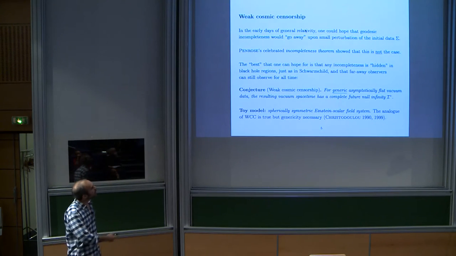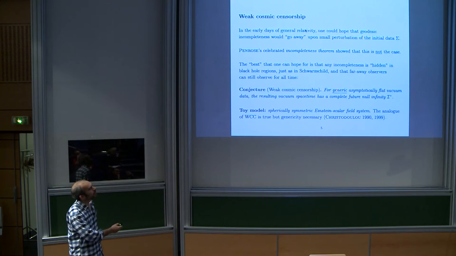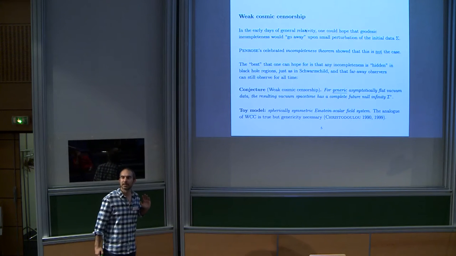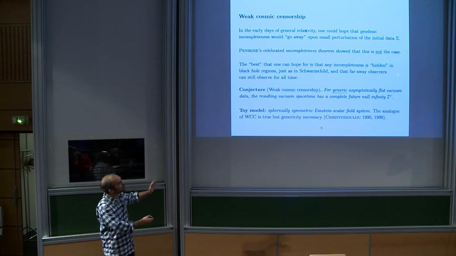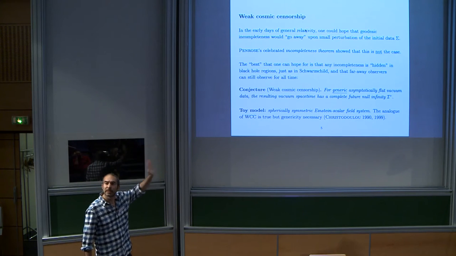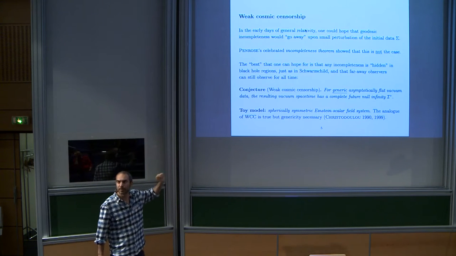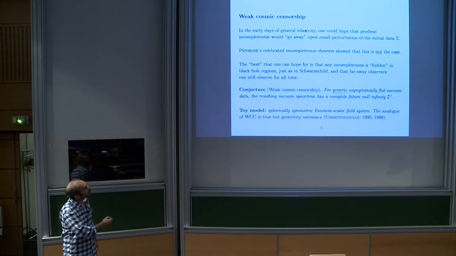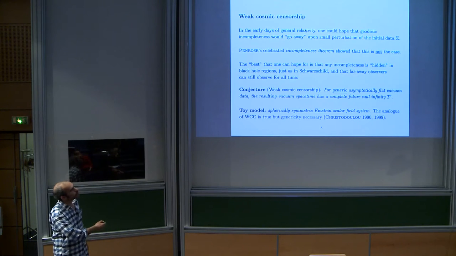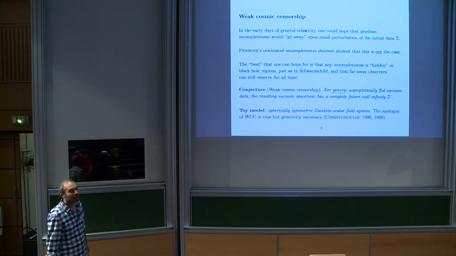Okay. So this gives rise to a conjecture known as weak cosmic censorship, which says that for generic, and I'll get back to this word generic, asymptotically flat vacuum initial data, you always have a complete null infinity. So you should really think of this as the statement that, you know, very far away observers in the radiation zone, they live forever. Okay. So this is really, if you want, the global existence conjecture in general relativity, which is still compatible with Penrose's incompleteness theorem. So why generic? Why not for all initial data?